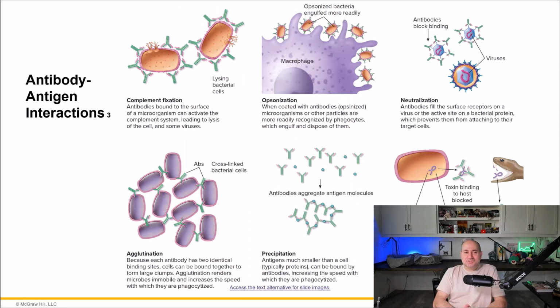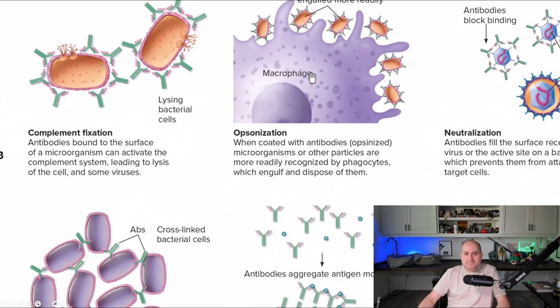So this slide shows you what antibodies are good for. This is the slide labeled antibody-antigen interactions. And look, there are 6 different things that these antibodies can do for you once they are in your blood, right? Once they're secreted by those plasma cells. So I already told you about this one. Let's start with this one.